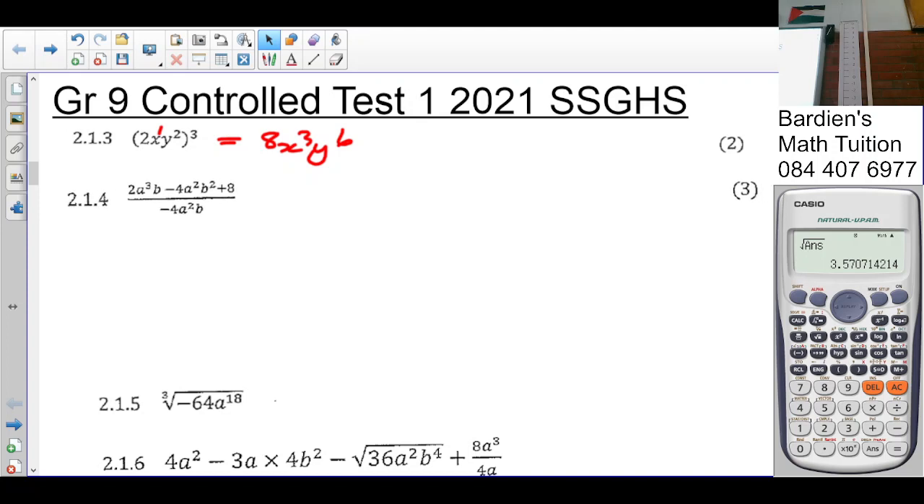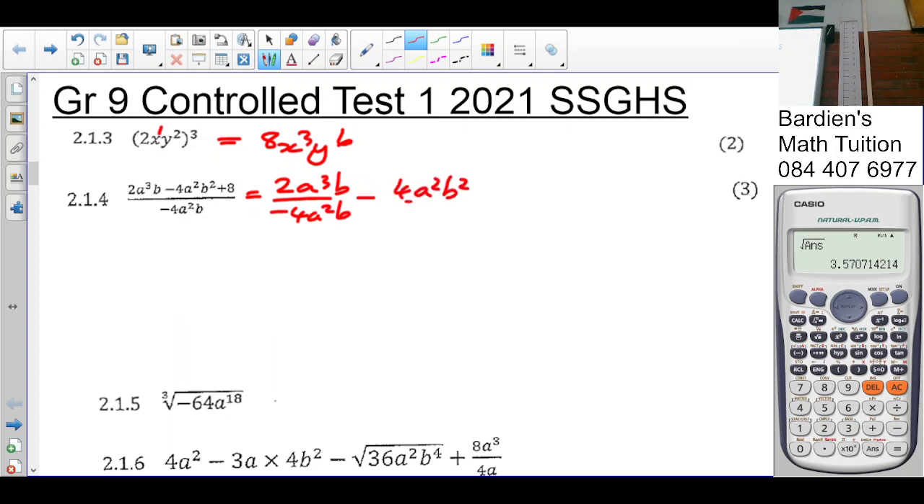Here we're going to write each one over its own, so it's going to be easier to simplify. So that would be 2a cubed b over negative 4a squared b, minus 4a squared b squared over negative 4a squared b, plus 8 over negative 4a squared b. What's positive divided by negative? Negative. 2 goes into 2 once, 2 goes into 4 twice. It's 1 over 2. Where's there more a's? Top. So it goes a, 1. Where's the more b's? They're the same, so it cancels.